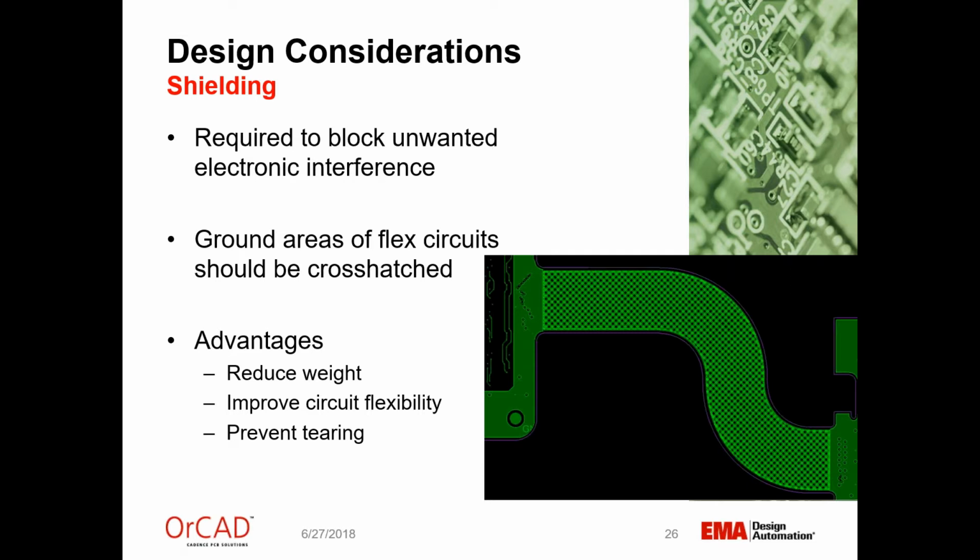Ground planes or shielding is required to block unwanted electronic interference or noise. If electrical considerations allow, ground areas of a flex circuit should be crosshatched. If design planes are only used as a return path for slower signals or for noise control, crosshatching can be used very effectively. Crosshatching helps to reduce the weight and improve circuit flexibility and prevent tearing.